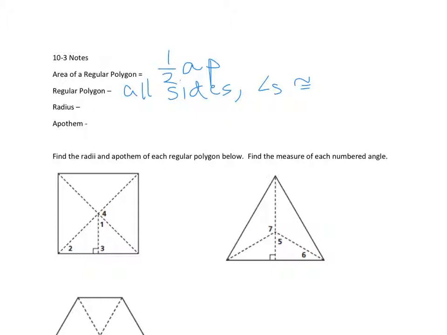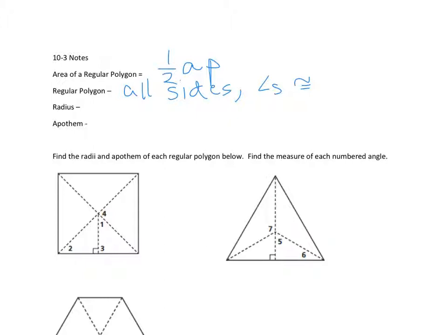A radius, it's better to just show you the picture here. The radius connects a vertex, so look at this figure, a vertex to the center. That's a radius. So these are all radii.